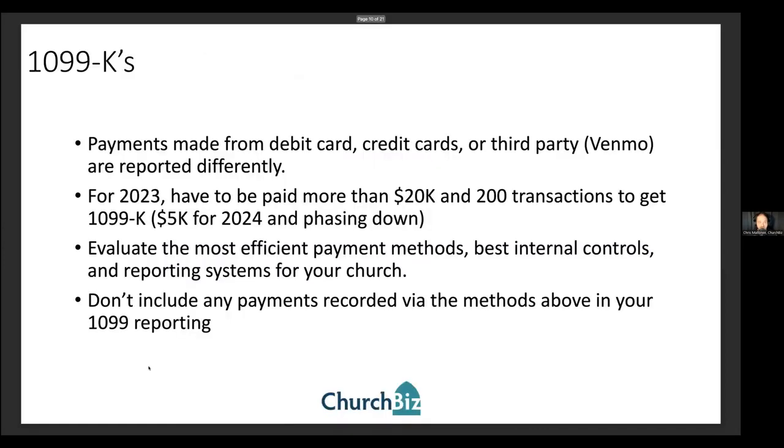The next slide is 1099Ks. Man, there's a lot we could say here. A 1099K is a form issued from a third party payment processor. So debit card, credit card, there's so many of these nowadays: Venmo, Apple Pay, Cash App, Zelle, you name it.